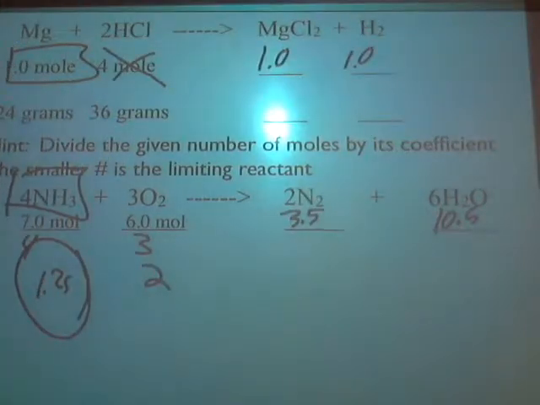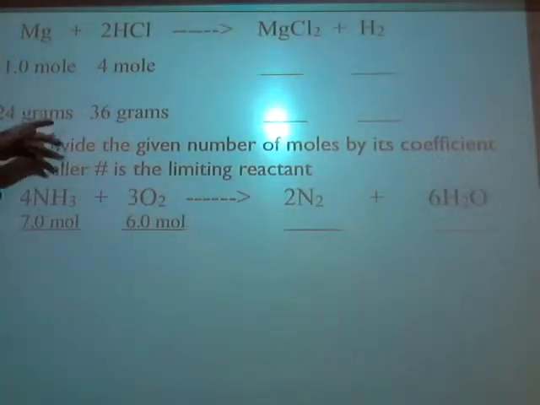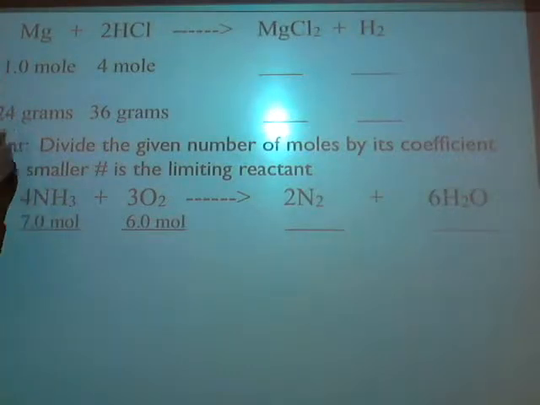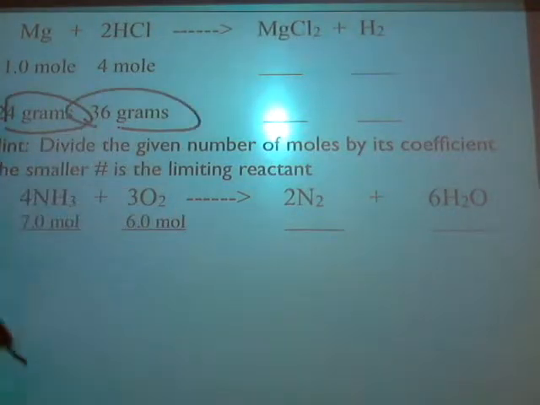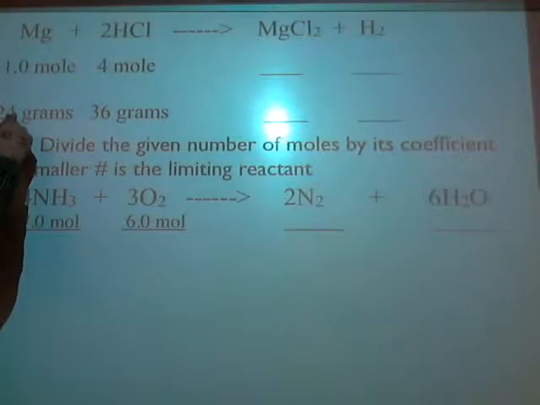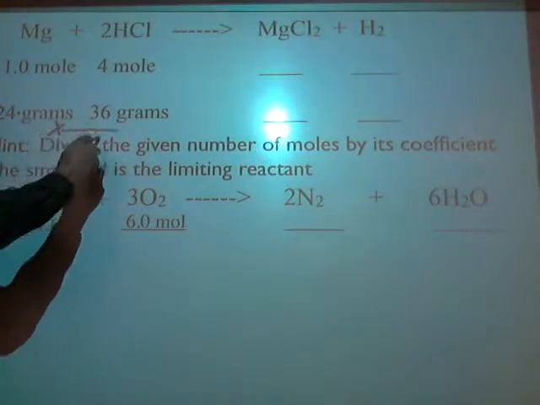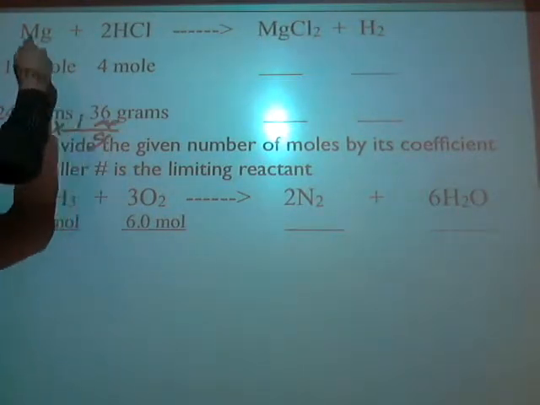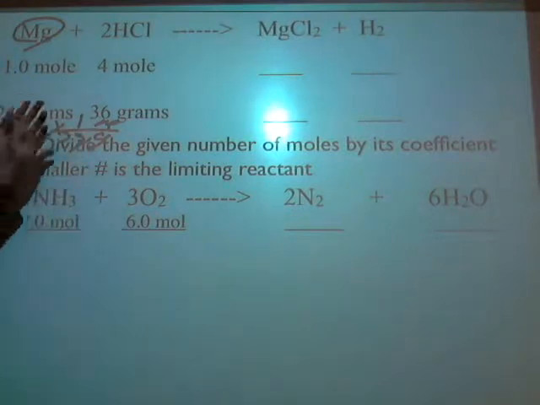Now, last thing: I said I wanted to talk about this one even though I don't have time to do it. Do not be fooled by grams. Grams tell you nothing if you don't convert to moles first. So you would have to take your 24 grams and convert it to moles: grams at the bottom, moles at the top. 1 mole contains 24 grams of magnesium.